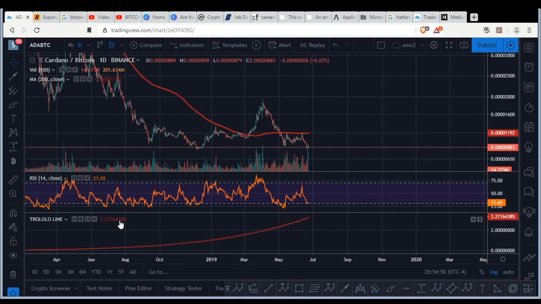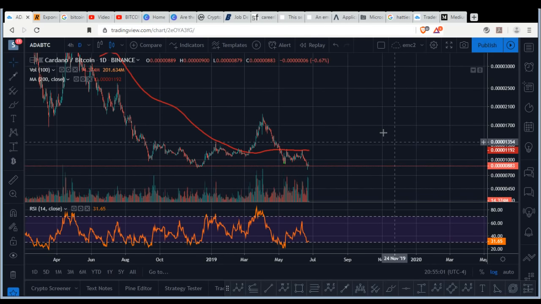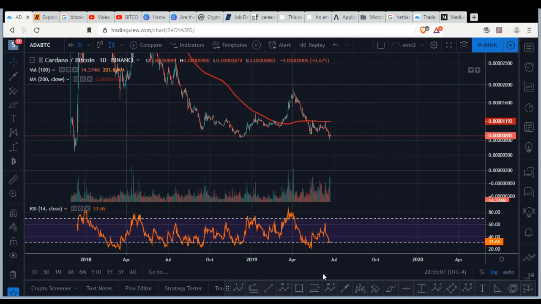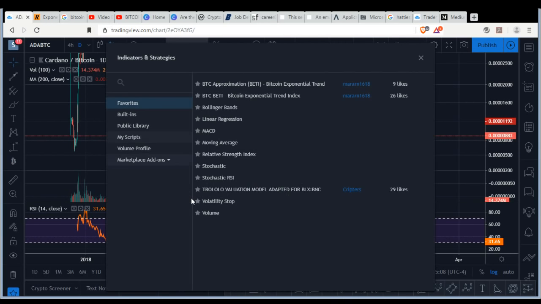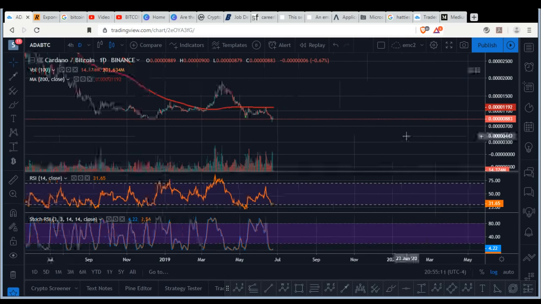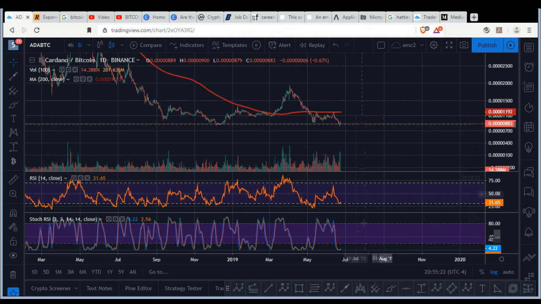When you take a look at ADA/BTC, it is making the same corrective move like the rest of the market, right? You've got your Stochastic RSI and your RSI, and both of them are pretty much oversold. So they're looking pretty safe, because you cannot have both of these indicators oversold forever.